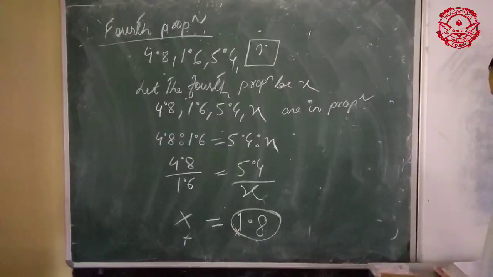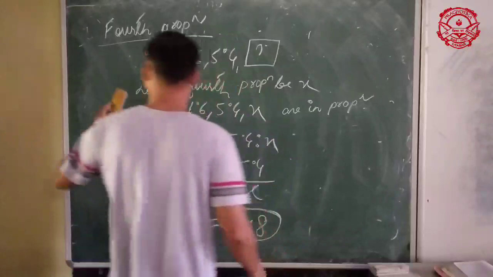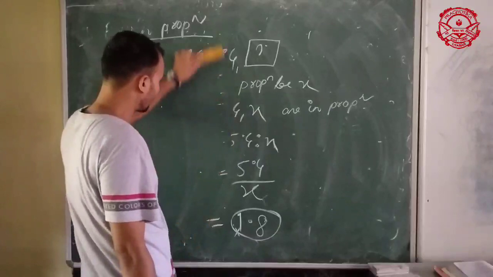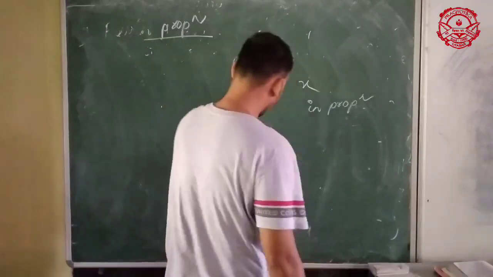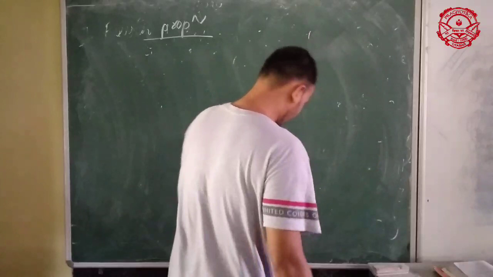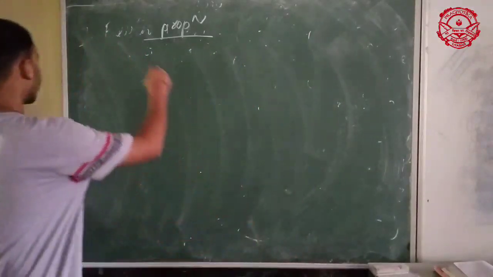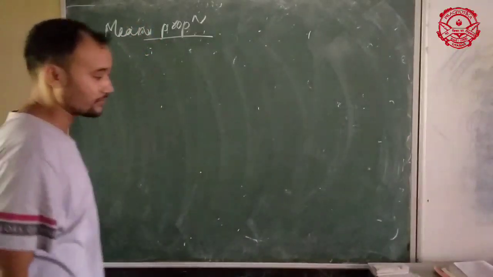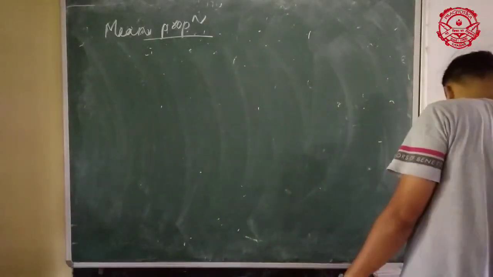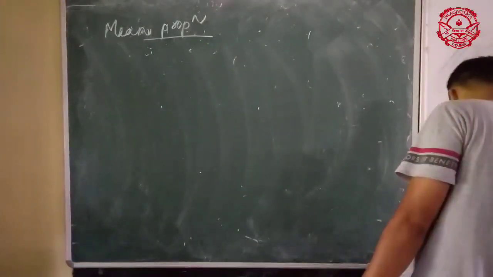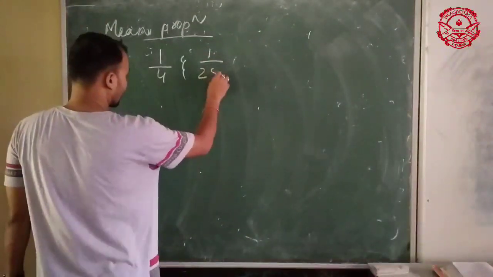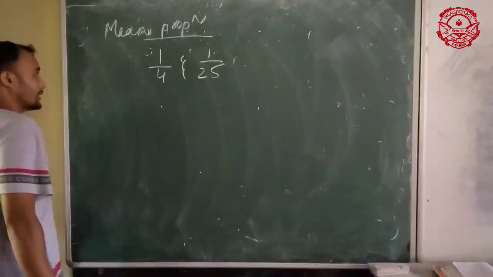Okay. Now we are moving to a different question. Here we are asked to find the mean proportion. I told you what is mean proportion, how we need to calculate it, and what is the formula to calculate it directly. In mean proportion, only two terms are given. That is, 1 by 4 and 1 by 25. We need to find the mean proportion of 1 by 4 and 1 by 25. Fine. You can write this.